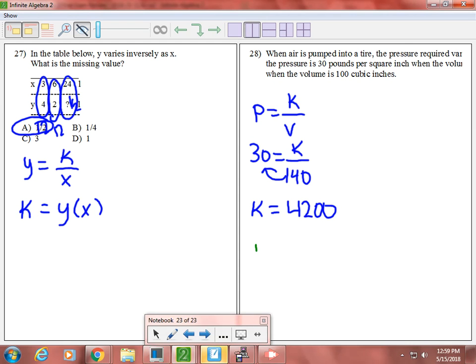So now our next question is to find the pressure. Well, we know that K is 4,200 now, when the volume is 100. Well, you can do mental math with that and see that P is going to be 42 for our pressure.